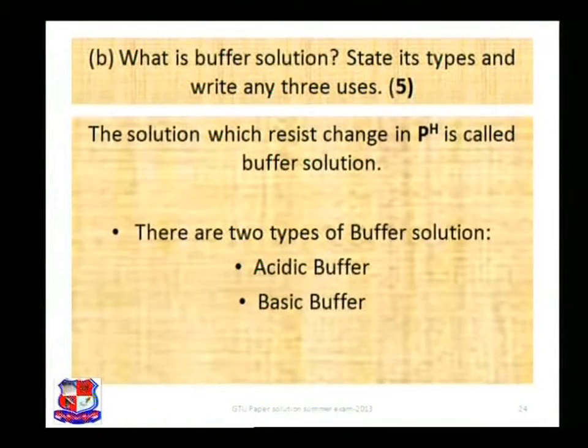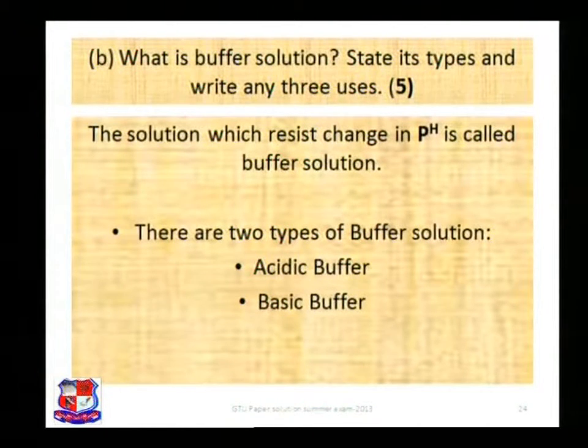Okay, next question that you can see here. What is buffer solution? State its types and write any three uses. So question B is here of 5 marks. First thing that we will do is we will write down the definition of buffer solution. It is the solution which resists change in pH is called buffer solution, right? So first answer is over. Second, they are asking for the types. So what are the types? Types of the buffer solution are acidic buffer and basic buffer.